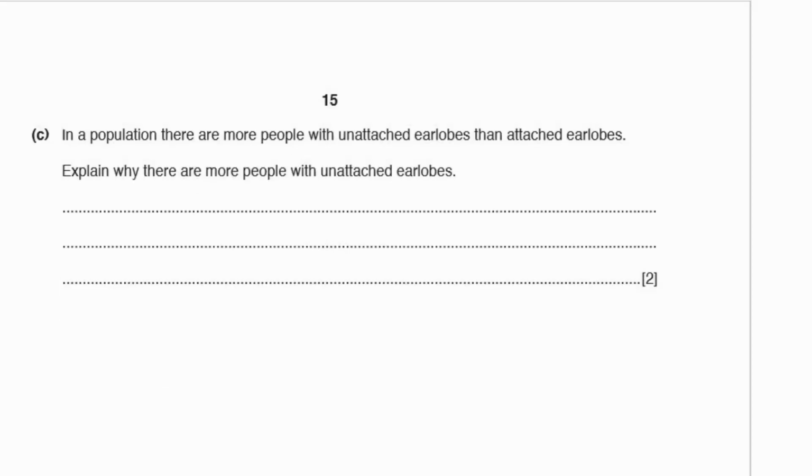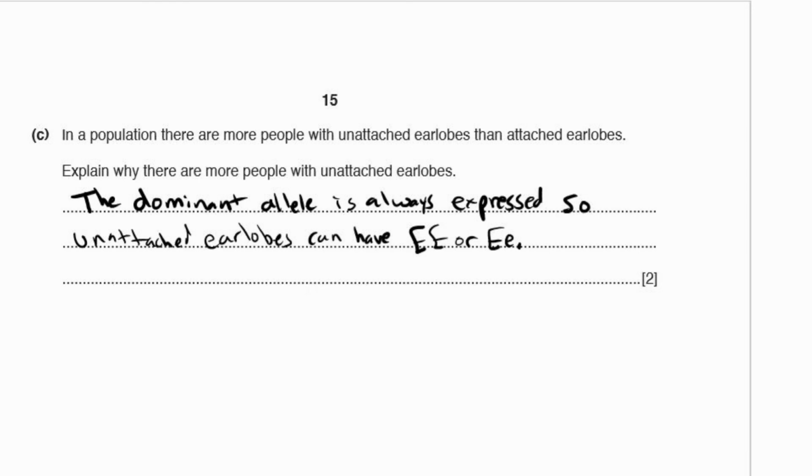Good. C. In a population, there are more people with unattached earlobes than attached earlobes. Explain why there are more people with unattached earlobes. All right, so the dominant allele is always expressed. And because it's always expressed, the unattached earlobes can have either homozygous or heterozygous genotypes, so capital E capital E or capital E small e.